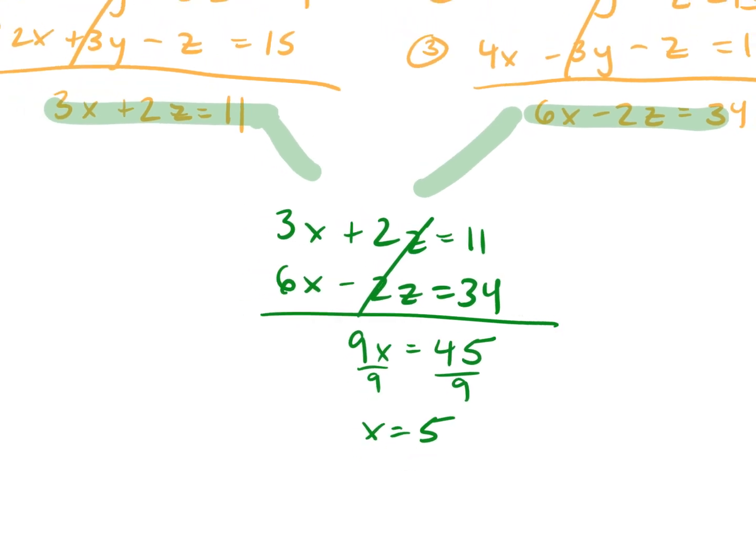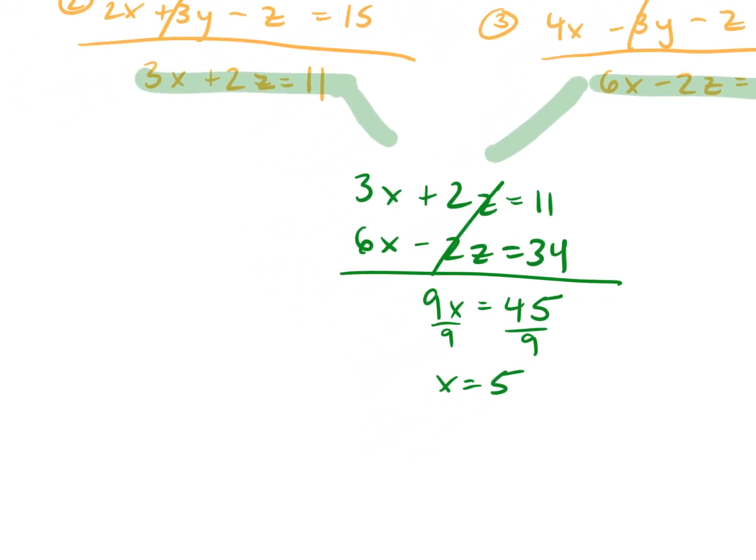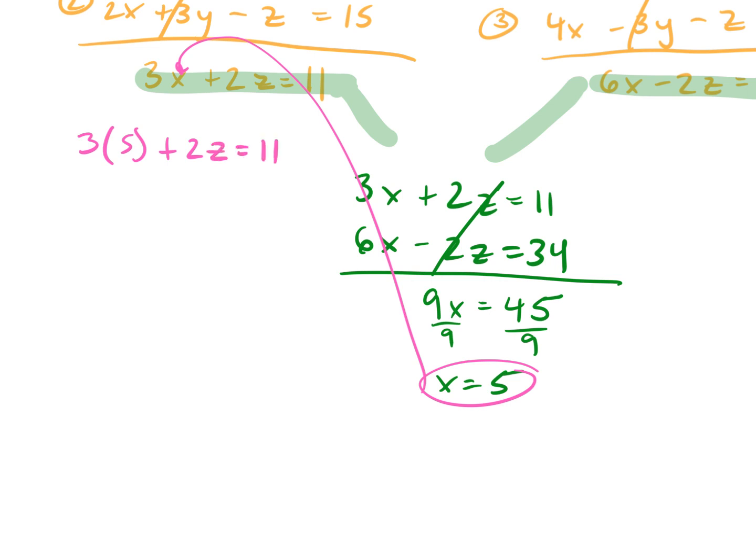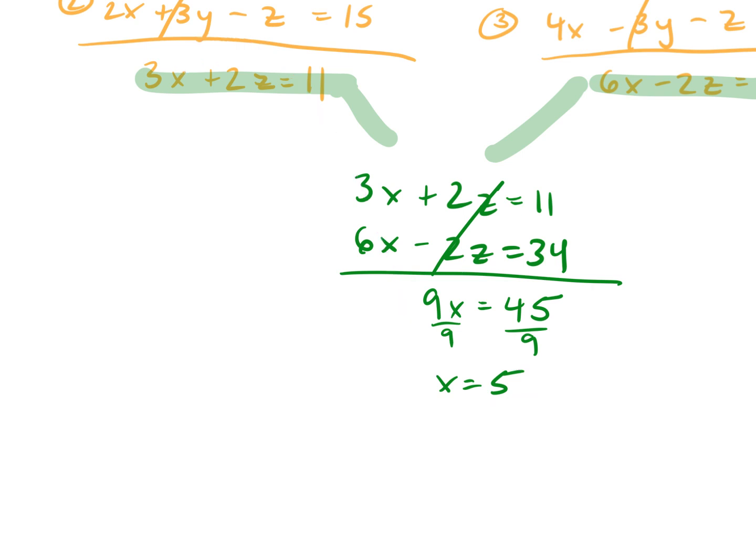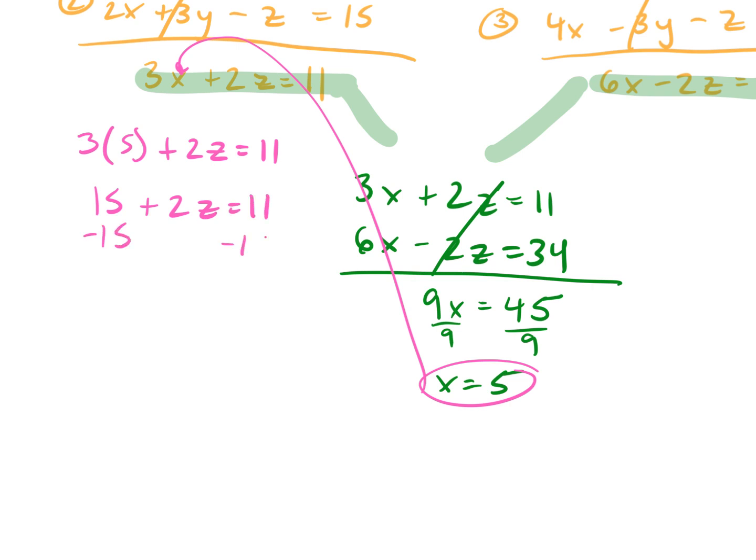What do we do next? Plug it into one of the highlighted ones. So I'm going to take it and plug it into this one. So 3 times 5 plus 2z is equal to 11. 15 plus 2z is equal to 11. Subtract 15 on both sides. 2z is equal to negative 4. Divide by 2. Z is equal to negative 2.